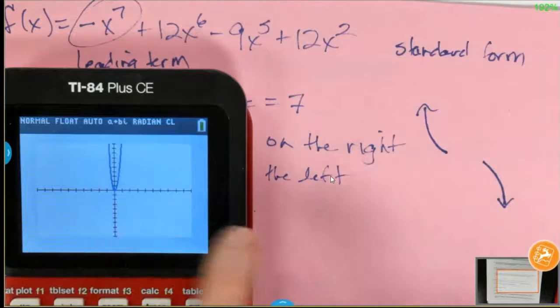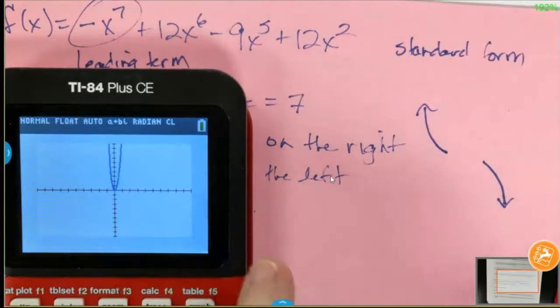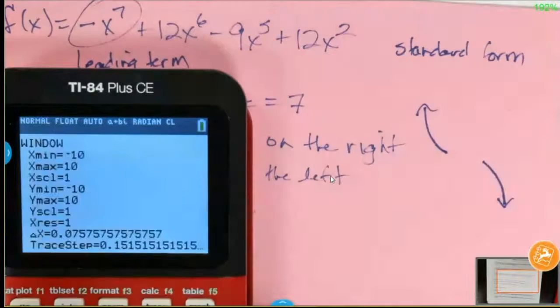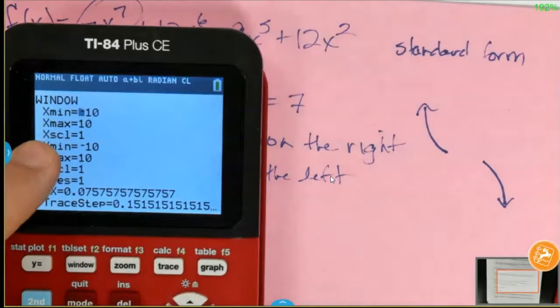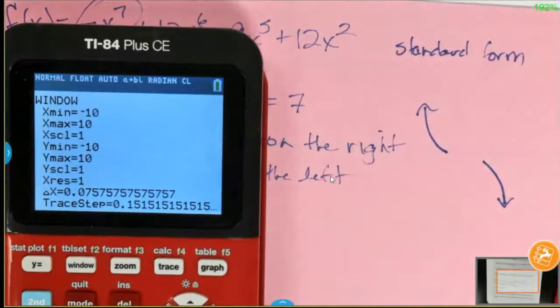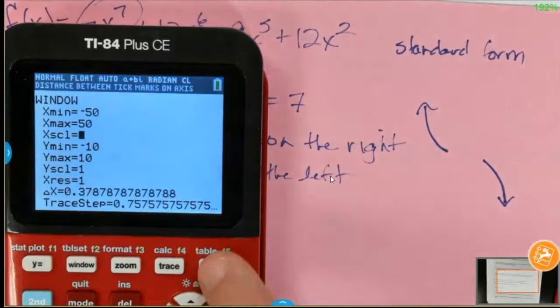There might be another x-intercept that's further over here or something like that. But we don't know without just expanding our window. I'm going to go back to this, and I'm just going to put in some bigger values for my x-min and my x-max, just so that it widens out the window from left to right. I'm just going to put in -50 and +50 and see what that does.